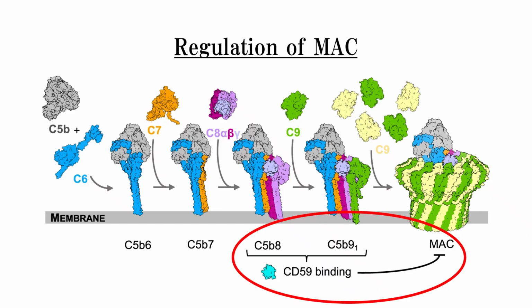One key protector is a protein called CD59, also known as protectin. It is found on the surface of our own cells. CD59 binds to C8 and C9 and inhibits the polymerization of C9. This prevents the complete formation of the pore on our own healthy cells.